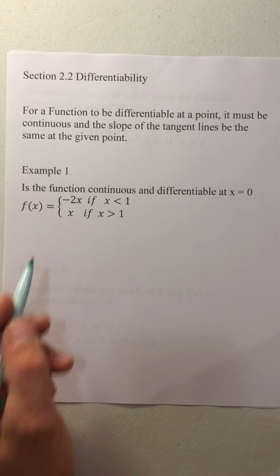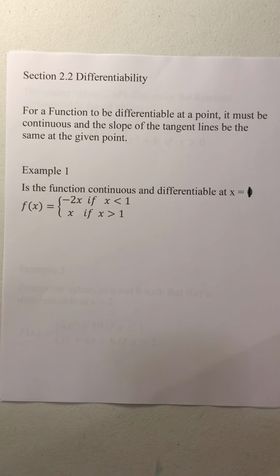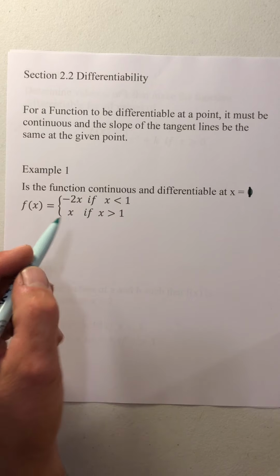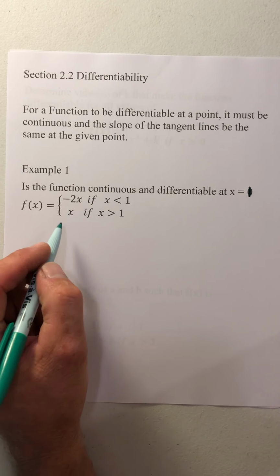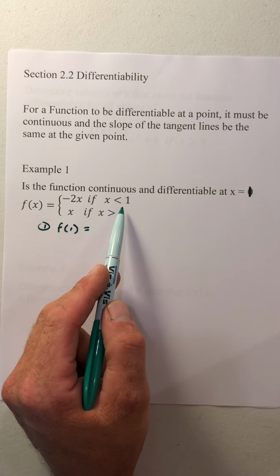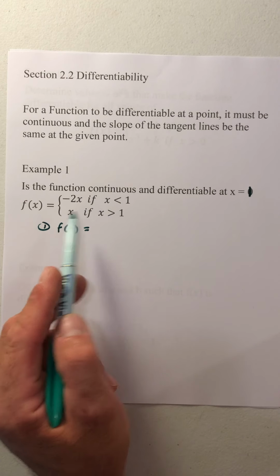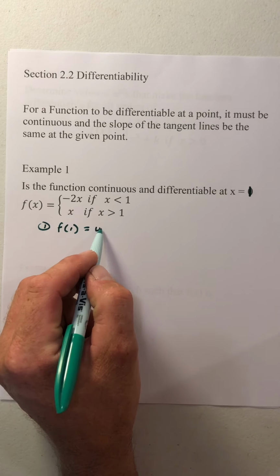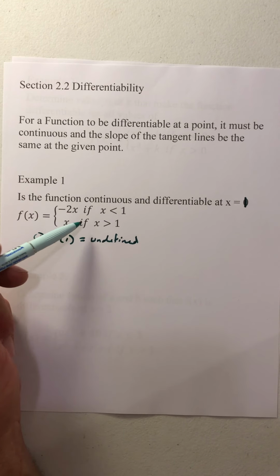To start, I guess this should be x equals 1. Sorry about that. If we're looking at x equals 1, the first thing we're going to do is determine if it is continuous or not. The first rule of continuity: does f of 1 exist? As I look into my piecewise function, I have less than 1 and greater than 1. Since I don't have any equal to, I know that f of 1 is undefined. And with our first rule of continuity, we know that this function is not continuous.